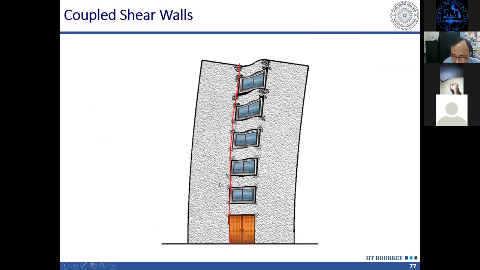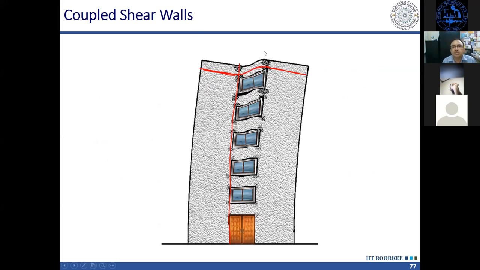Now, a plane section, if I take in the shear wall, plane and perpendicular to the neutral axis, will remain plane and perpendicular to the neutral axis after bending also. So this section will bend here. This section is going to bend like this. And in between, this beam will be subjected to very large bending and shear stresses.